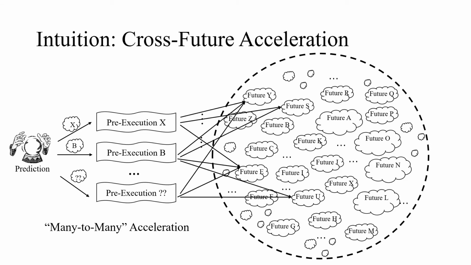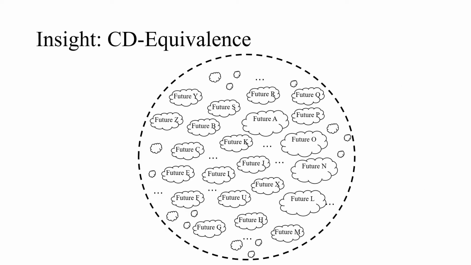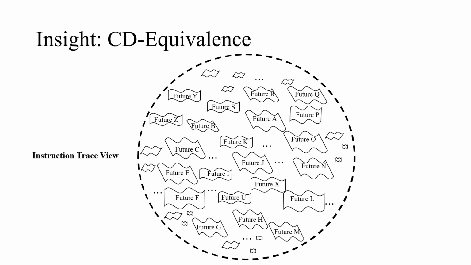Ideally, it should allow us to combinatorially compose a large number of pre-executions out of a few actually pre-executed ones, increasing the likelihood that we hit on the actual future or something closer to it. To achieve cross-future acceleration, we need to identify inherent similarity that connects the futures in a way that the computation done in one future can be used to accelerate the execution in another. Our key insight is to view each possible future execution as an instruction trace and employ a structural equivalence of the traces to achieve cross-future acceleration.